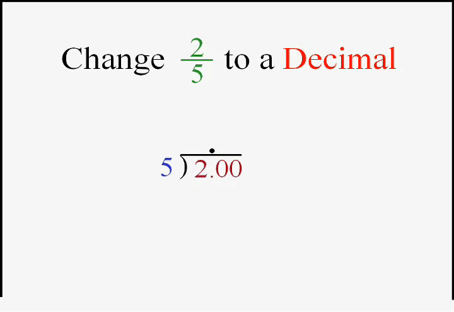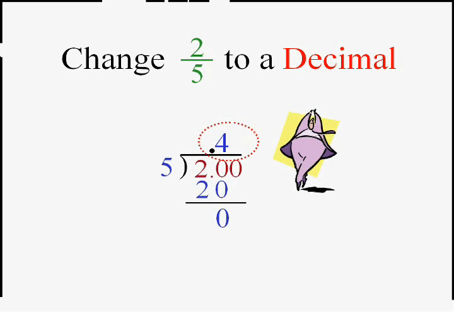5 into 2 goes nonce, so let's continue on. 5 into 20 goes 4 times. So I multiply and subtract, and I could bring down the next digit, but I know it's all going to end up being zeros, so I have an answer. That was easy, wasn't it? Top divided by bottom. I shouldn't say 0.4. To read this properly, remember it's 4/10.